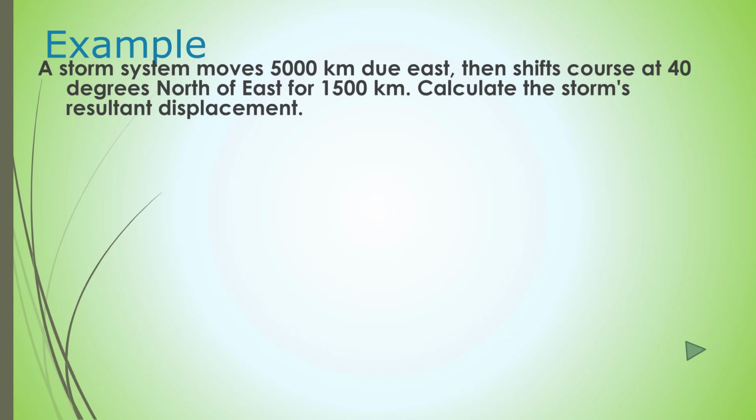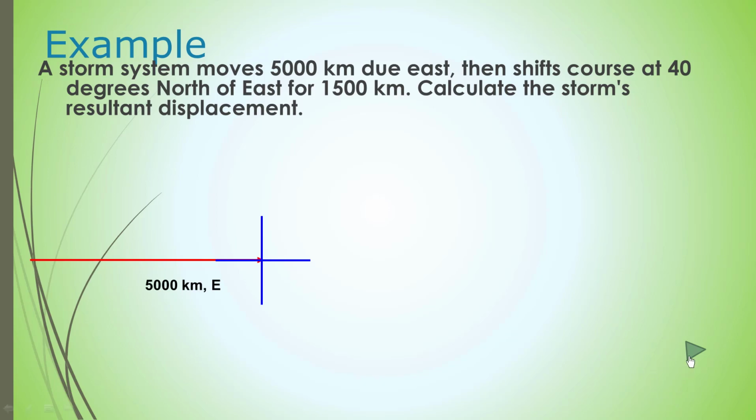So first you will select your scale. It is up to you what scale you are selecting. I am just writing it as it is. So we have 5,000 kilometers east, okay. Then it is shifting its course to 40 degrees north of east.